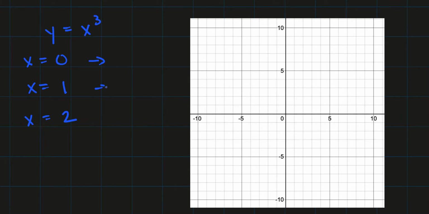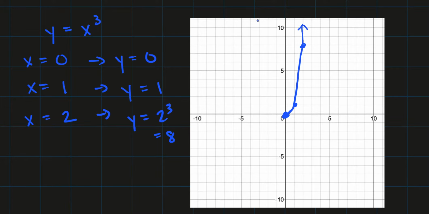What do we get for y each time? So y is going to be 0 because 0 cubed is 0. For x is 1, y is going to be 1 because 1 times 1 times 1 is 1. And then when x is 2, we're going to get 2 cubed, which is 2 times itself 3 times, which is 8. So let's plot these points, (0, 0), (1, 1), and (2, 8), right here. And you can plot more points if you want to, but this graph is going to look something like this.